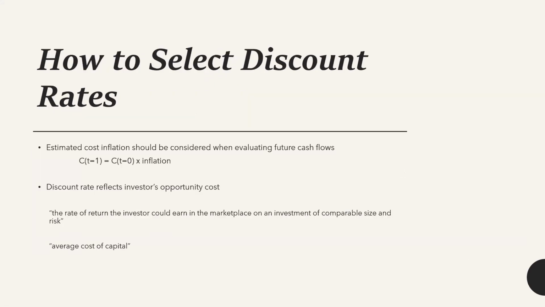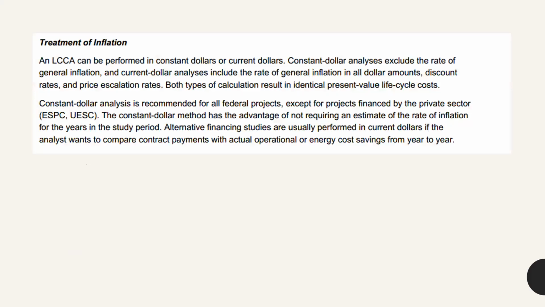Moving forward, in order to select a discount rate, we should know how to do it. For that, the estimated cost inflation should be considered when evaluating the future cash flows. As I said, these discount rates are purely based on the inflation rates. Let's say a cost in one year should be equal to the cost in the base year multiplied by the inflation. So the discount rate reflects the investor's opportunity cost. That means the rate of return the investor could earn in the marketplace on an investment of comparable size and risk. That is the average cost of capital.